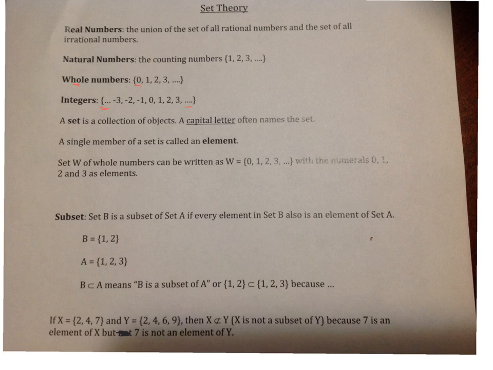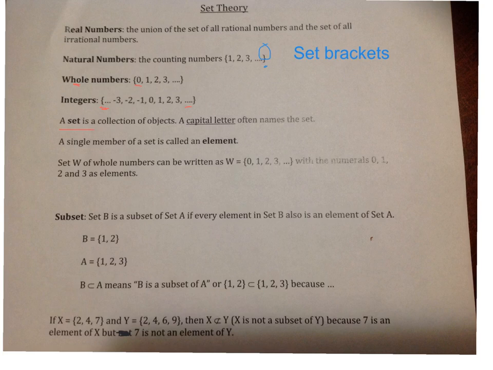Some other items that you might have noticed are this shape right here. Sorry. These are braces. They also are called set brackets. Those little guys are called set brackets. A set is a collection of objects. A capital letter often names the set.